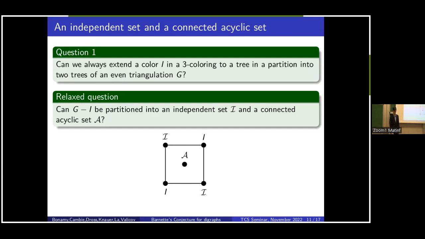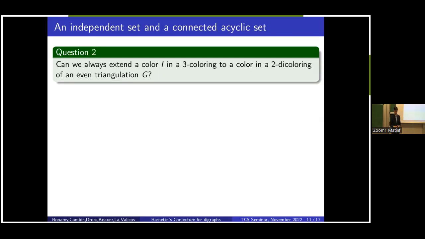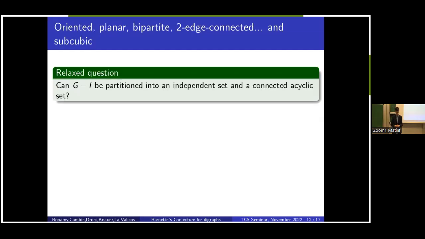So there's also the more natural relaxation of this question to just two acyclic sets, where at least one of them is some extension of my independent set from the three coloring. And for this relaxed question, we actually have some answers.